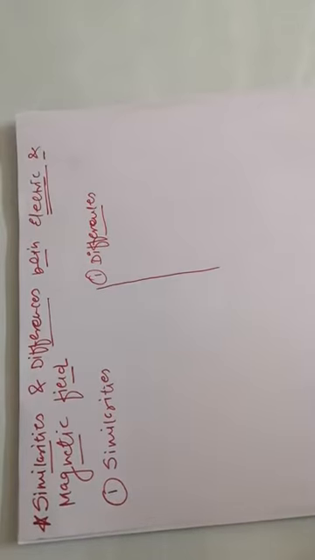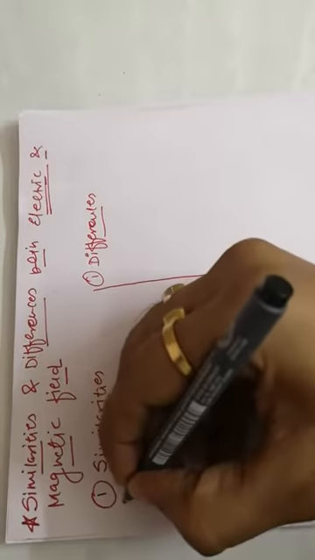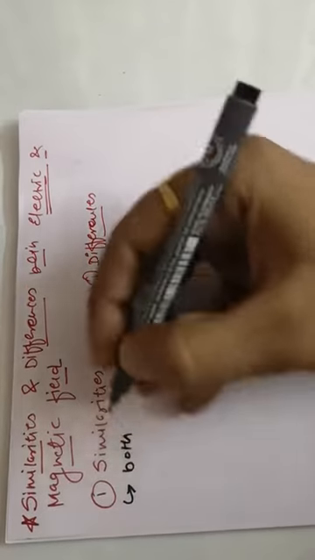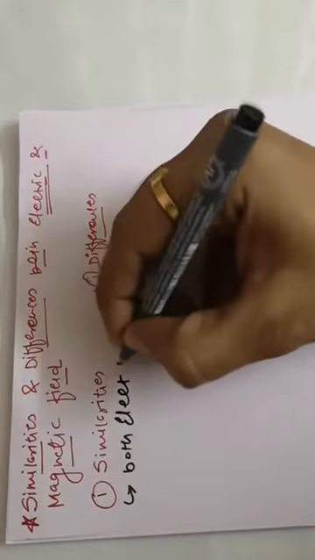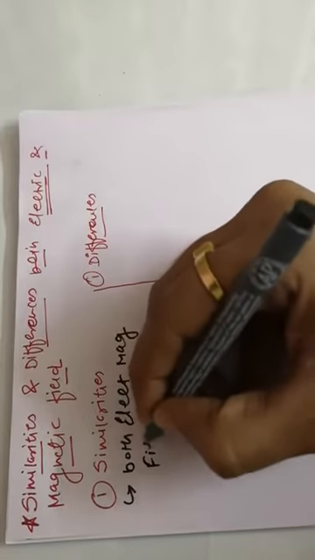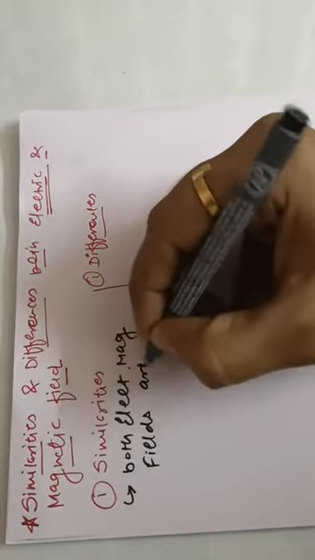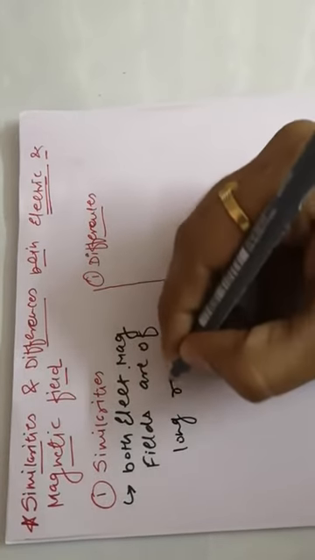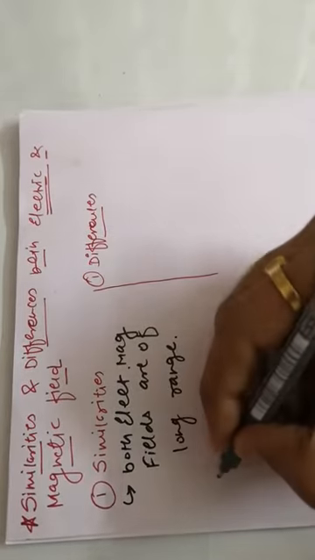So students, we have learned so many similarities. First of all, I am comparing this part. Let's say both our electric and magnetic forces, or fields, are of long range, because they exist at very long distances.